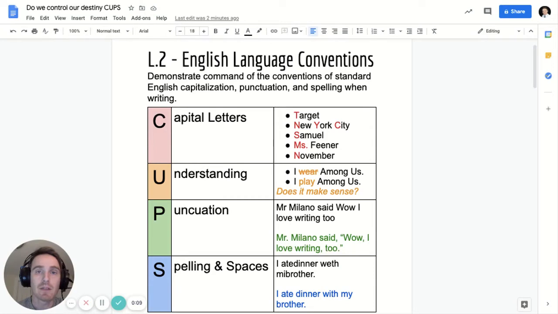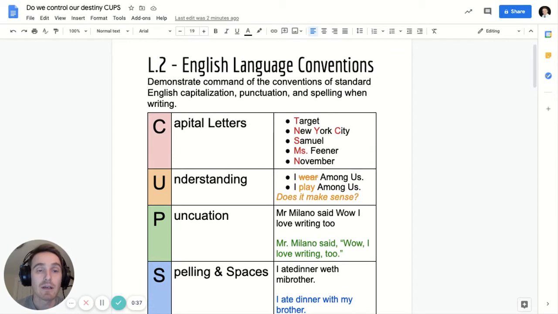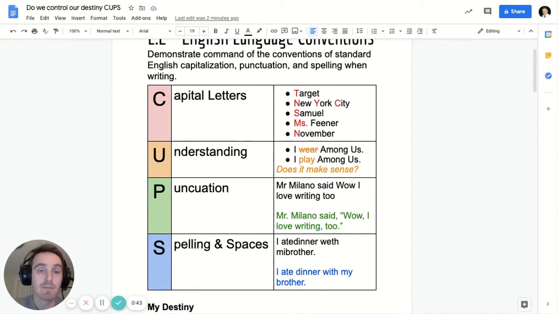So today I'm going to be talking quickly, running through Standard L.2, where we talk about English language conventions, which I'll read here. The standard is to demonstrate command of the conventions of standard English capitalization, punctuation, and spelling when writing. So what we've done is we've broken up the things that you really want to look out for in L2 into this nice, handy way to remember, and it's just called CUPS.